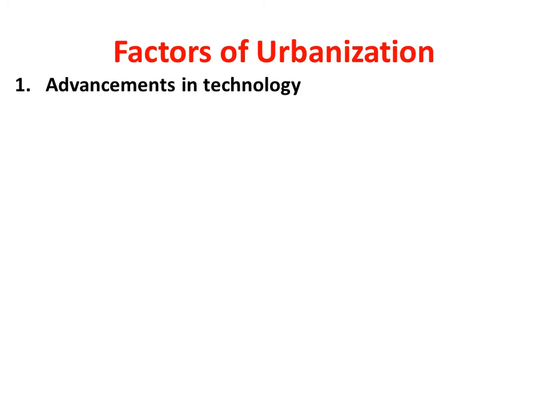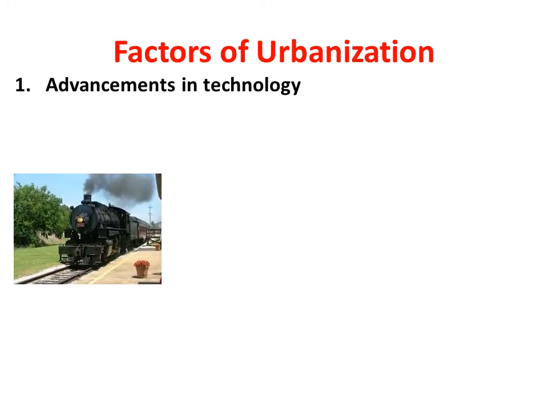There are many factors that led to the urbanization of Texas. The first one would be advancements in technology. For example, the railroad in the railroad industry, or the cotton gin and windmill in the cotton industry. All of these technological advancements helped lead to the urbanization of Texas and helped Texas go from a rural community to an urban community.